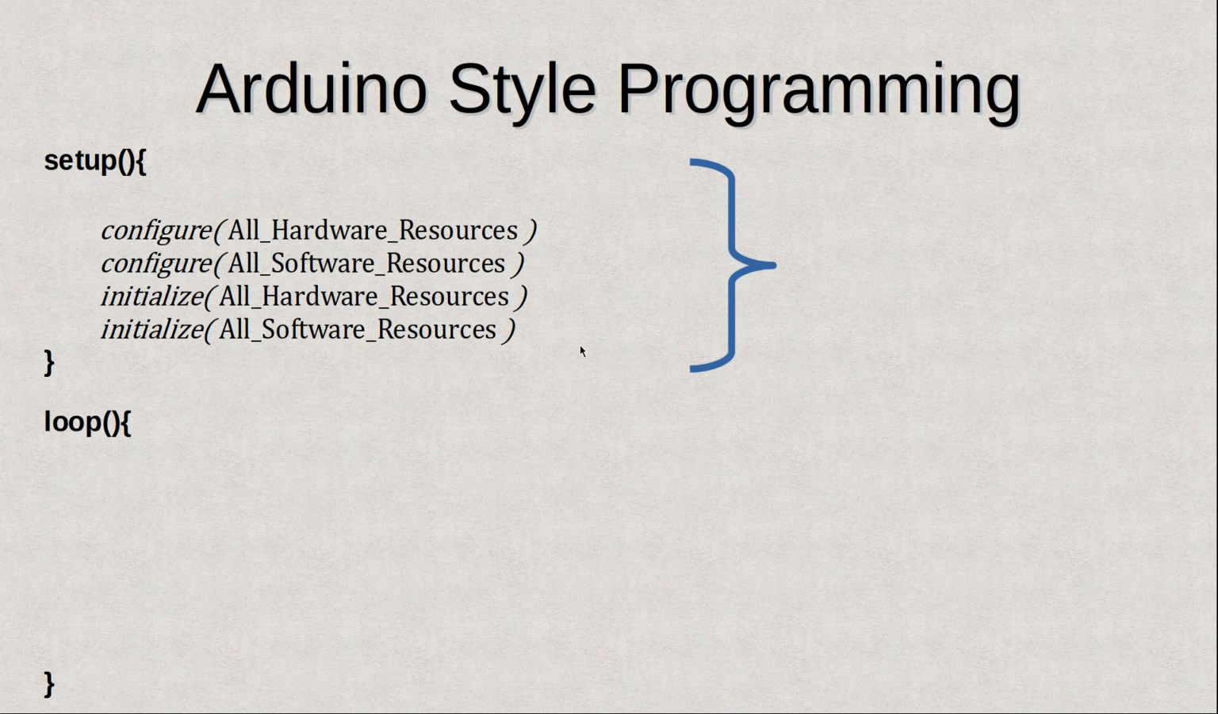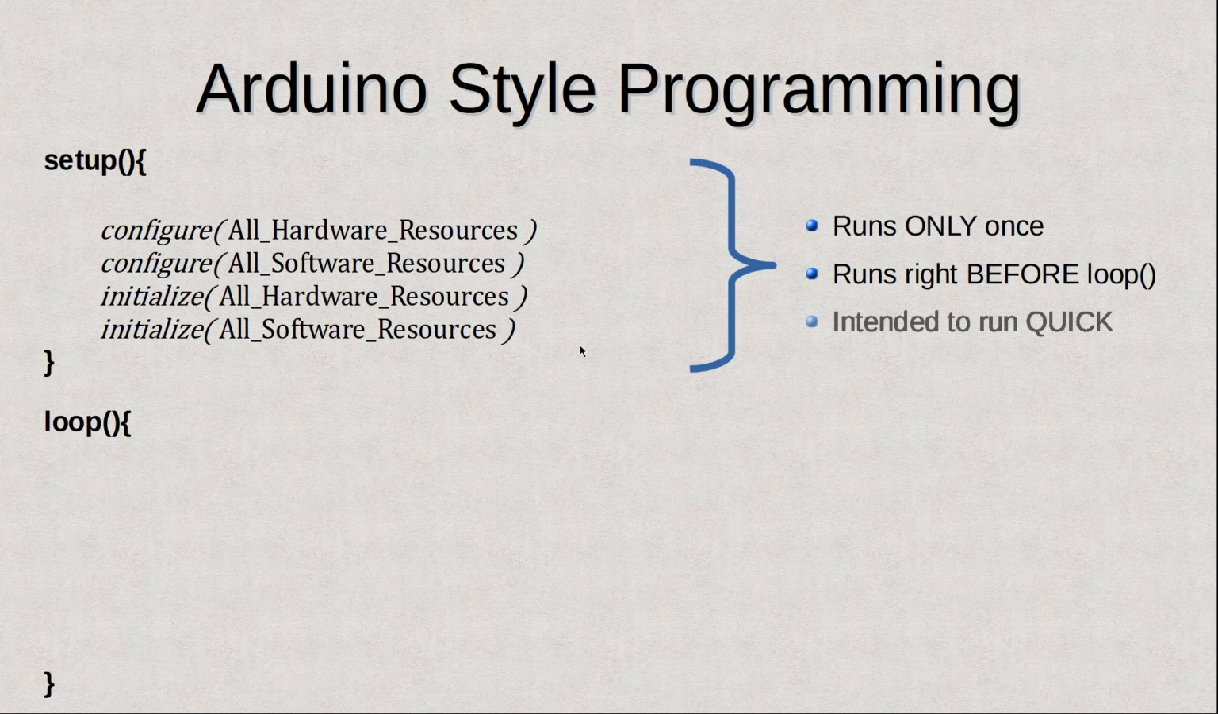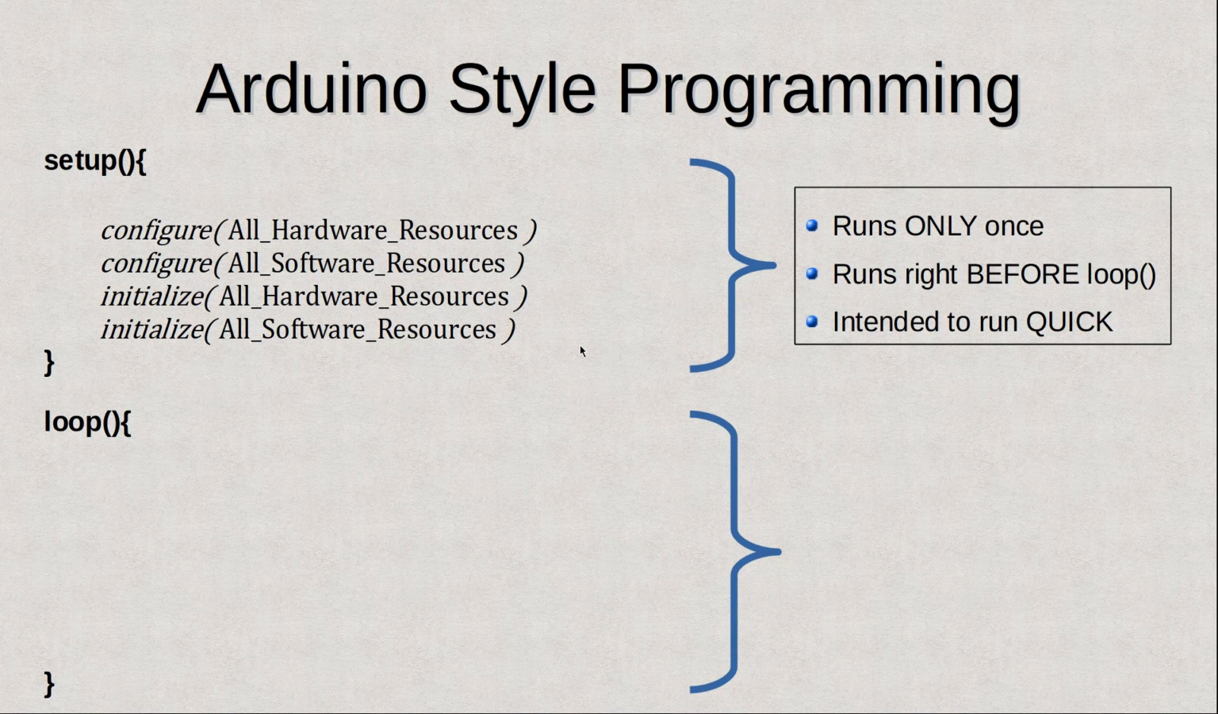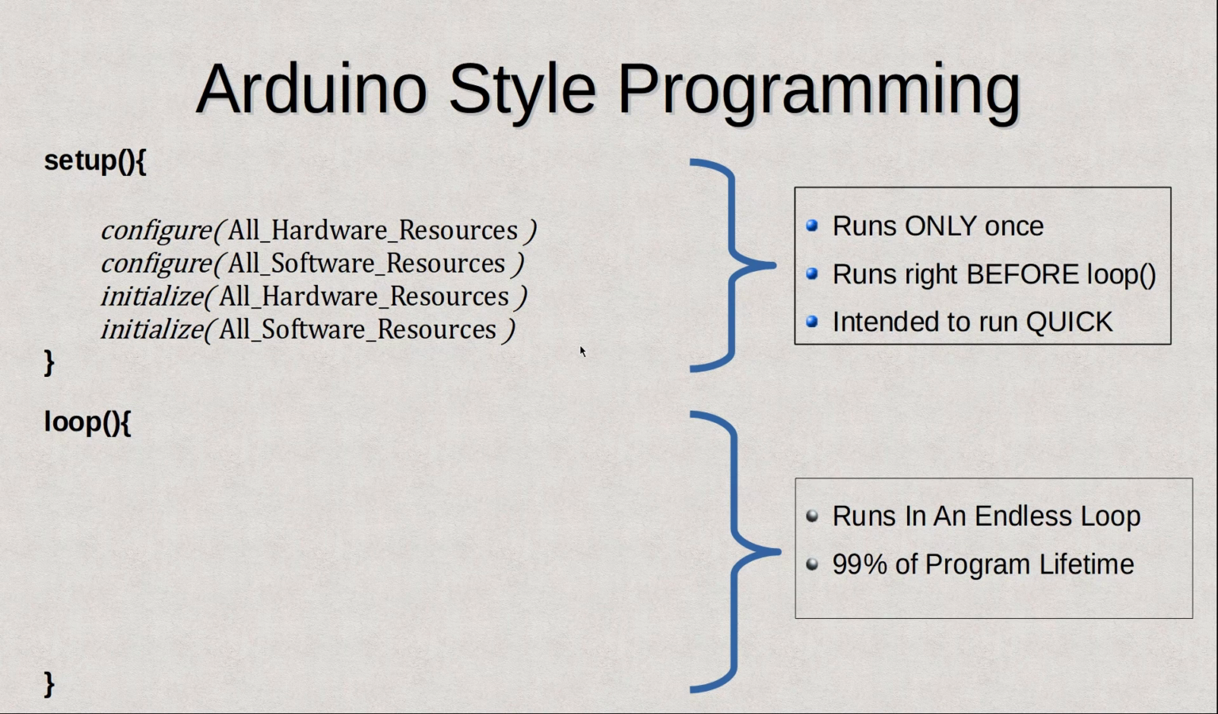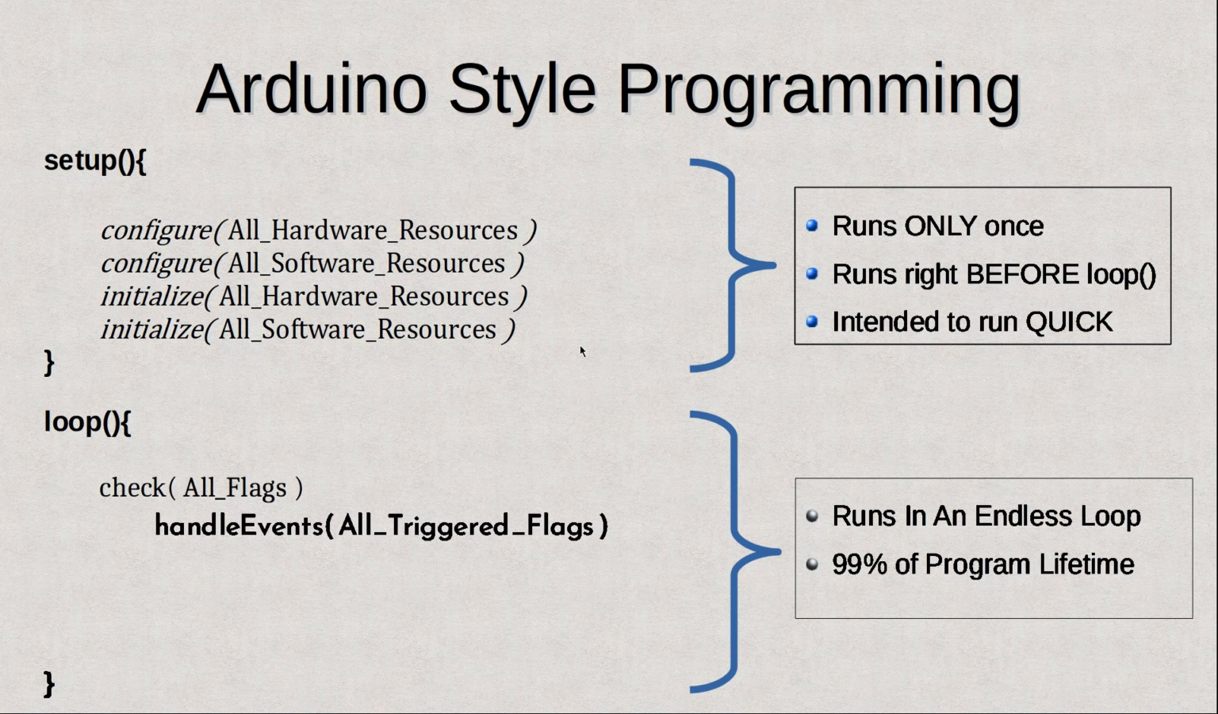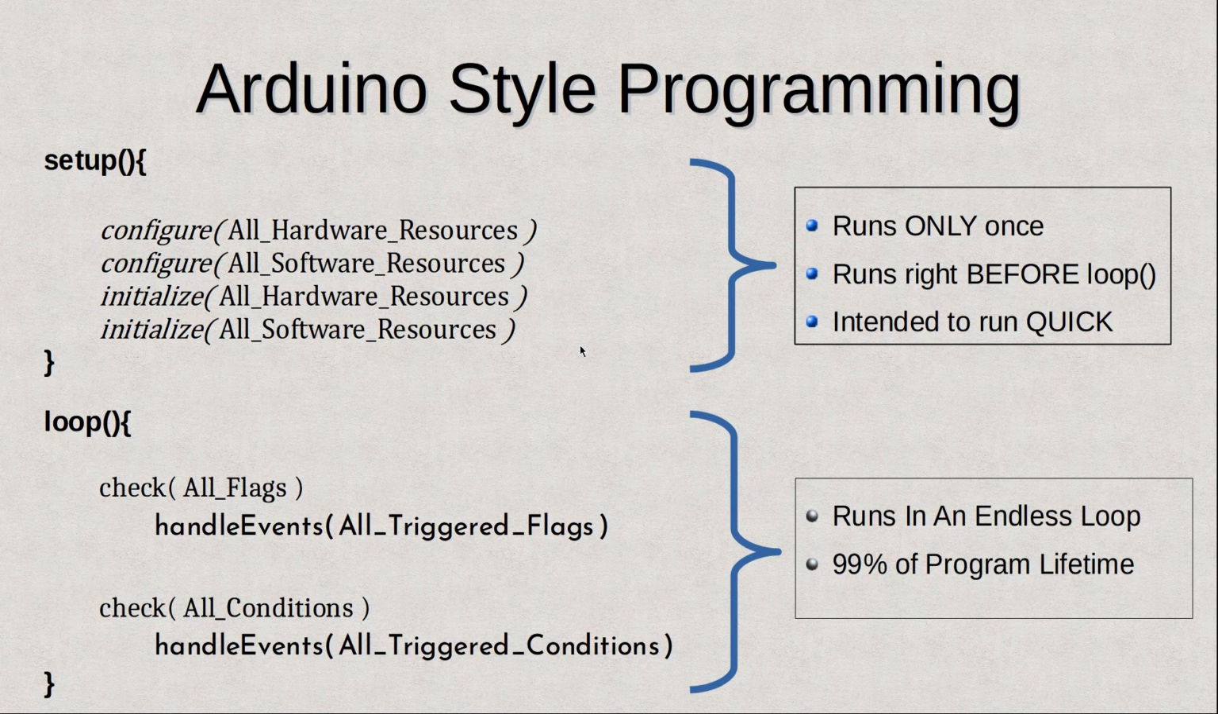The setup function is meant to only run once right before the loop function, and it is intended to run quickly. The loop function is a section of code which runs over and over again endlessly. This is where the program spends more than 99% of its time. In a nutshell, the code here spends time checking flags and conditions which are set by internal and external events while reacting to triggered events by performing certain tasks.